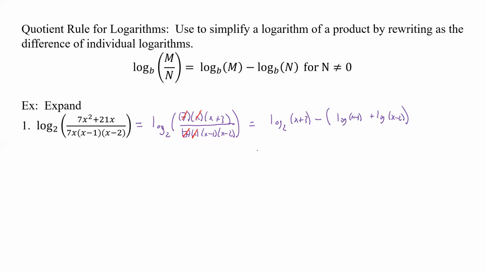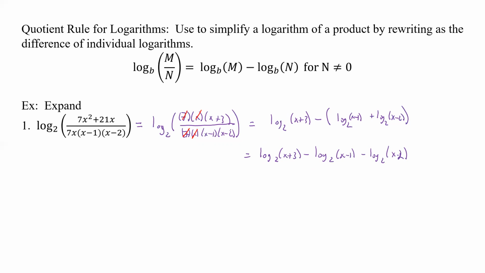But what else could we do? Well, we could go ahead and distribute that negative through, and we'd have log base 2 of x plus 3 minus log, and I think I forgot my base 2's there, base 2 of x minus 1 minus log base 2 of x minus 2.